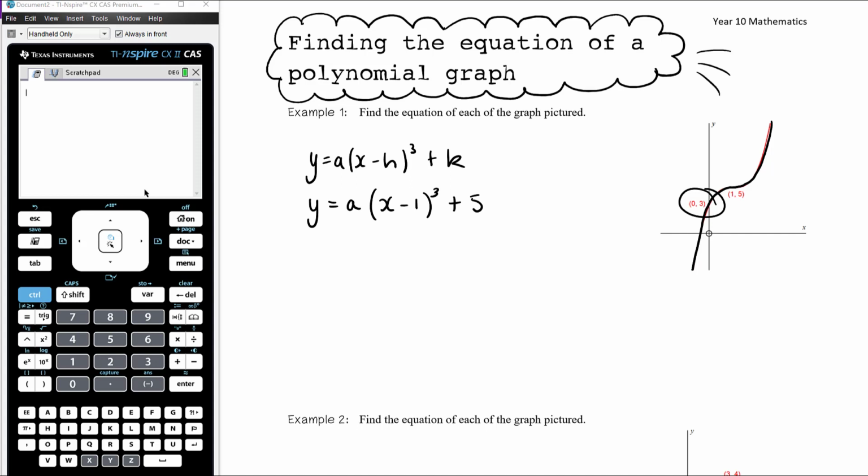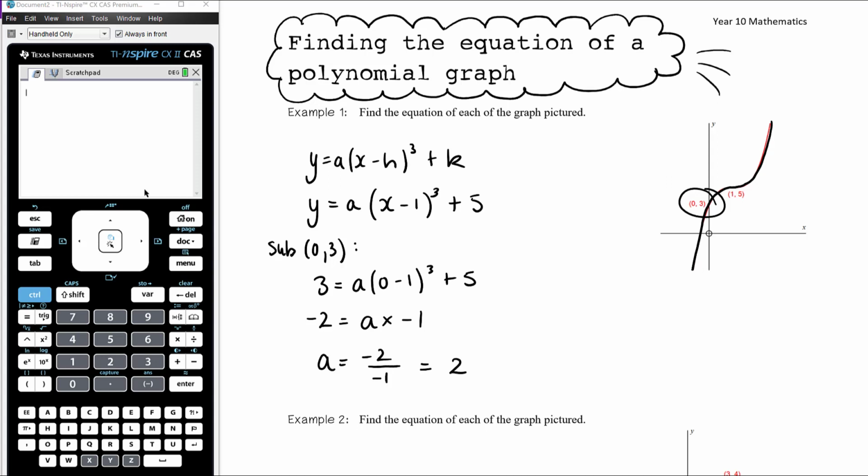So we sub (0, 3) into the equation, which means when x equals 0, y equals 3. Okay, so I'm going to subtract 5, so that's negative 2. And then this is a times (negative 1) cubed. Now remember, when we cube a negative, it's still going to be negative. So it's a times negative 1, and then a is going to be negative 2 divided by negative 1, and so therefore it's positive 2. So therefore our equation is 2 times (x minus 1) cubed.